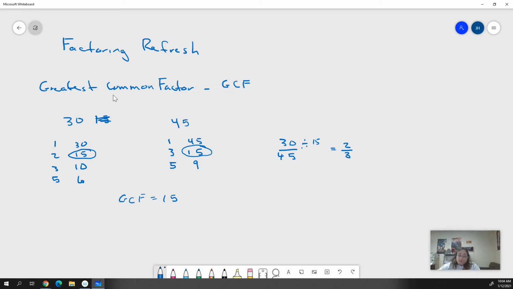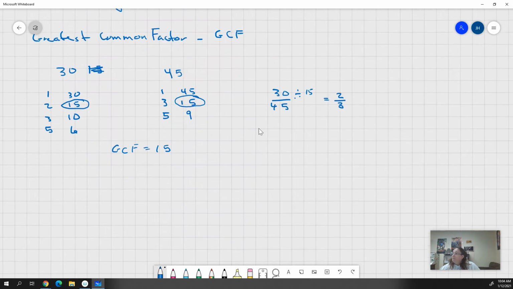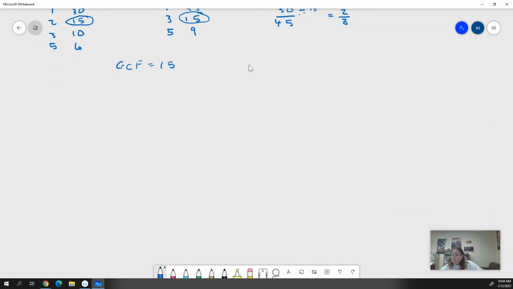I had a little sheet with sample problems, and I couldn't find it. Oh, there it is. So say I have a problem that's not just numbers. What if I have something like 12k minus 18? I want to reduce this to its simplest form, and I need to see if there is a common factor that they share that I can pull out, and I want to pull out the largest one.